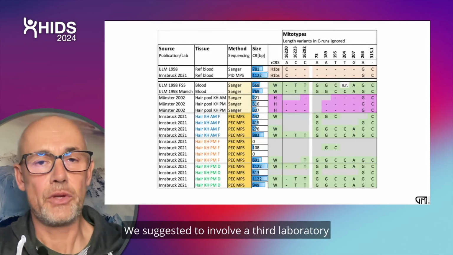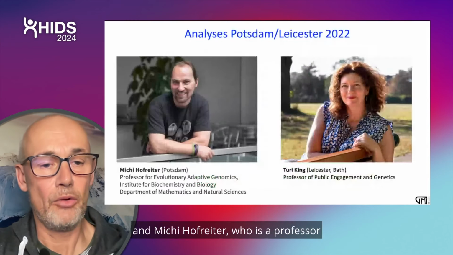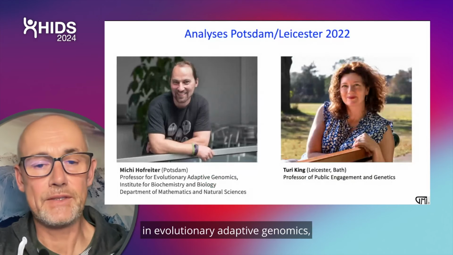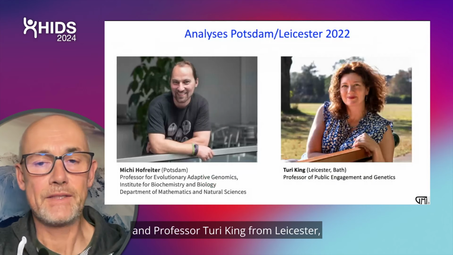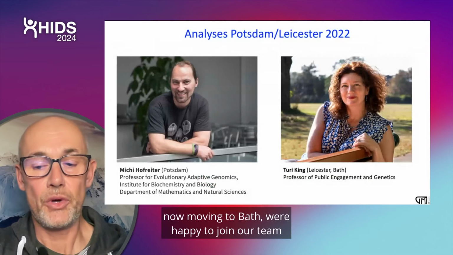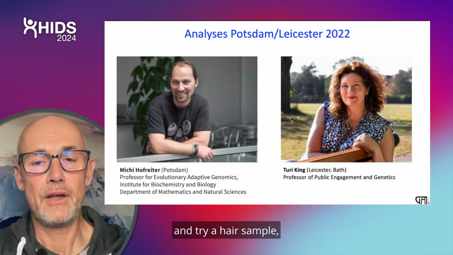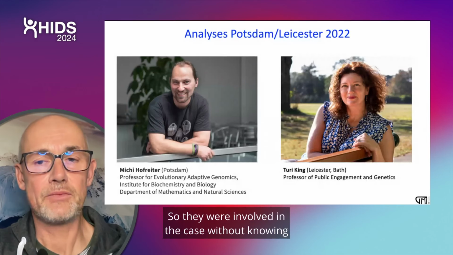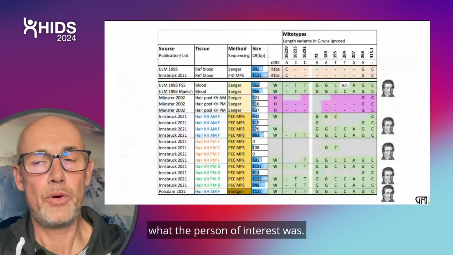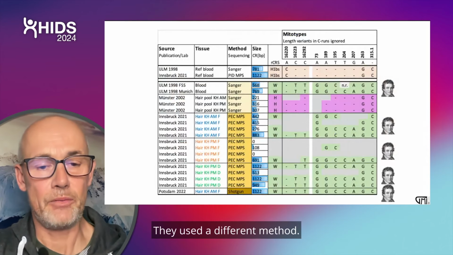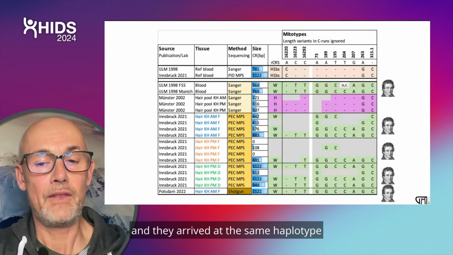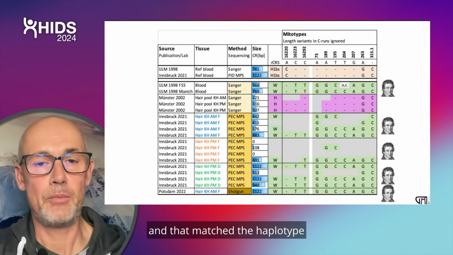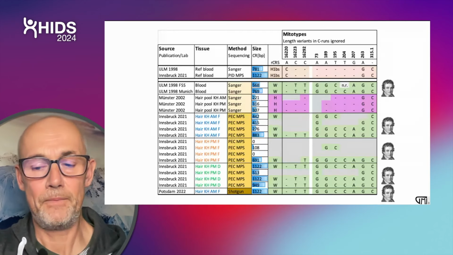We suggested to involve a third laboratory, and Michi Hofreiter, who is a professor in evolutionary adaptive genomics, and Professor Tori King from Leicester, now moving to Bath, were happy to join our team and try a hair sample. But they didn't know what the case was. So they were involved in the case without knowing what the person of interest was. They used a different method. They used shotgun sequencing, and they arrived at the same haplotype that we found in the other hairs, and that matched the haplotype that was found in the blood sample.